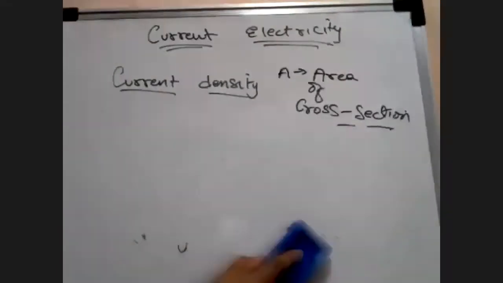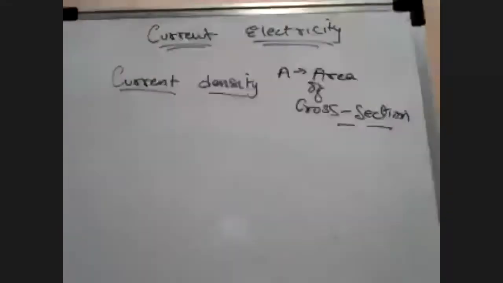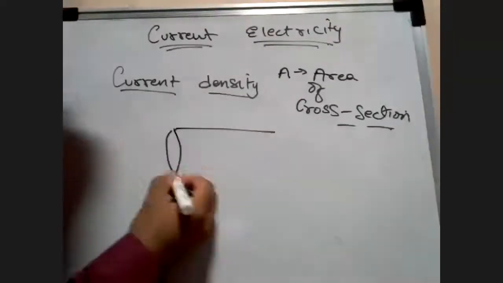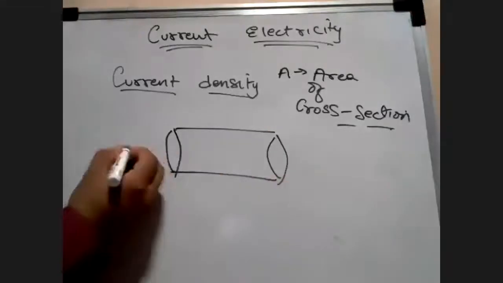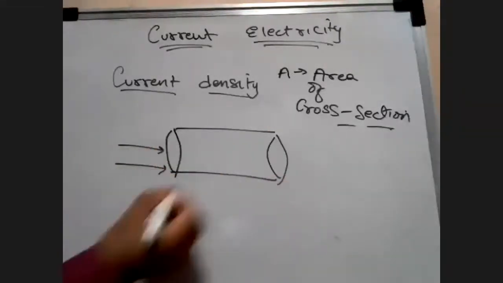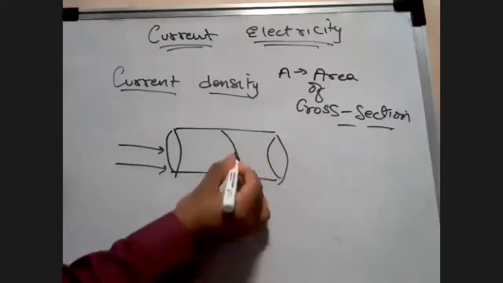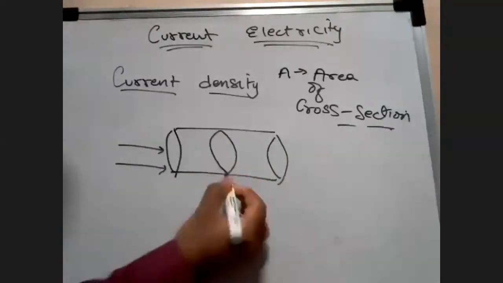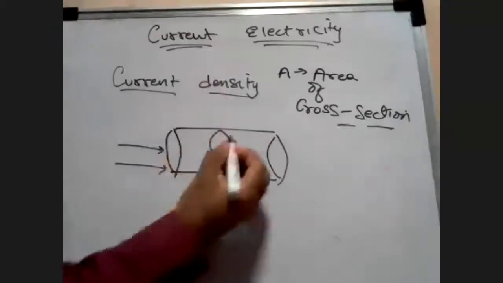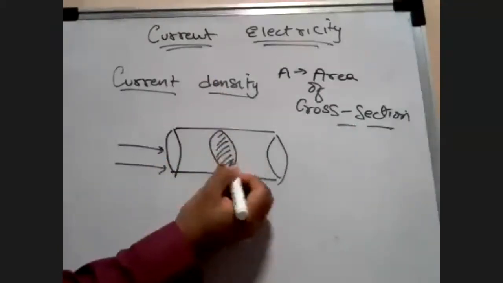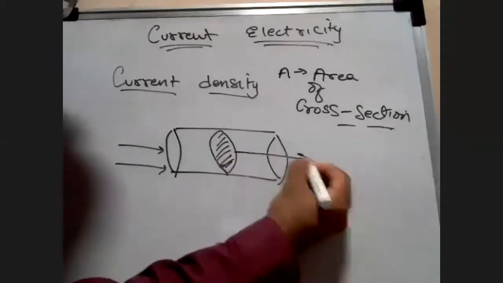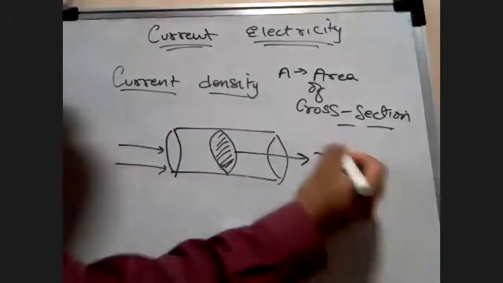I'll solve that problem. See here. Look here. This is a cylinder, no? You can agree with me. This is the current flowing through it. Area of cross section along this cylinder. If I cut this cylinder in half, I will get a circle. You can imagine that. What is going to be the area vector of this? It will be along the x-axis.